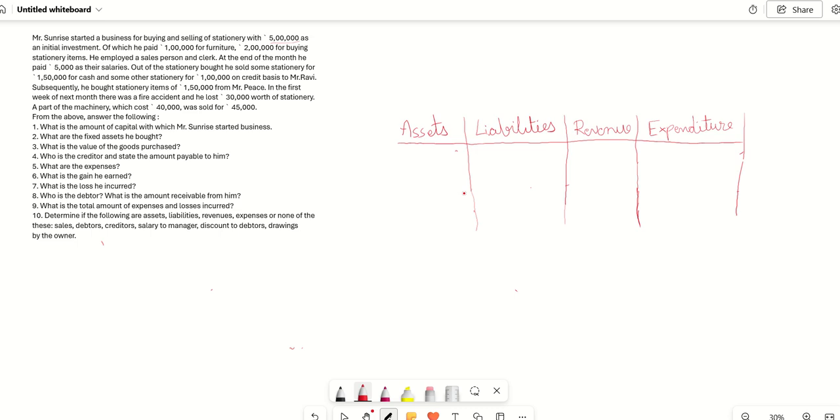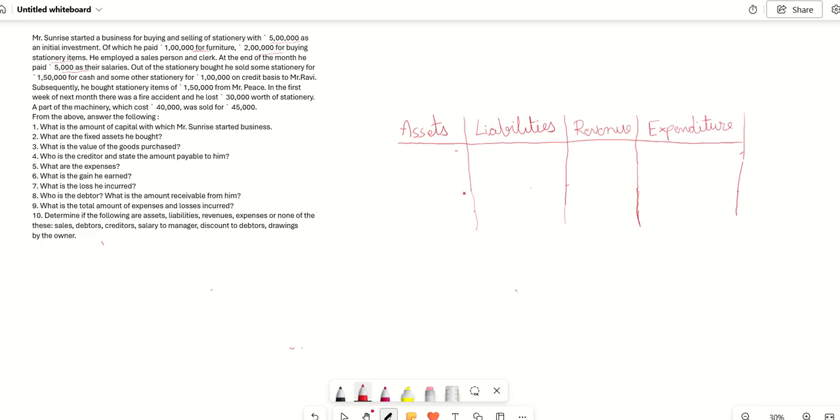Of which he paid 1 lakh for furniture. Okay, so with 1 lakh he has bought furniture which is a long-term asset. And 2 lakh for buying stationery items. So, stationery item here is goods or stock in order to run the business. Then he employed a salesperson and clerk. At the end of the month, he paid 5,000 as their salaries. So he employed 2 people, 5,000 as salary.